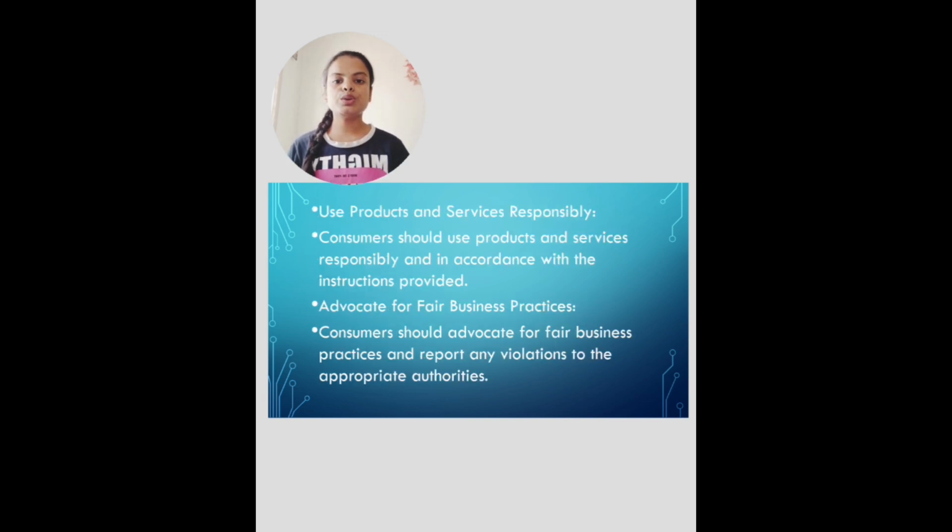Let's come to use products and services responsibly. Consumers should use products and services responsibly and according to the instructions provided. So this is very important for consumers, to use a product responsibly.